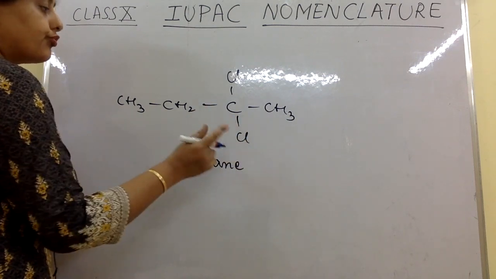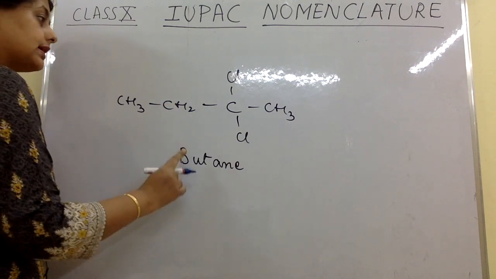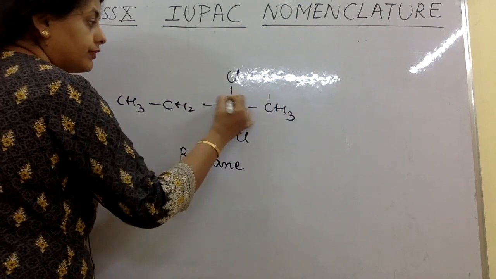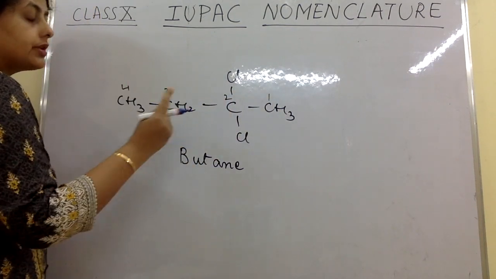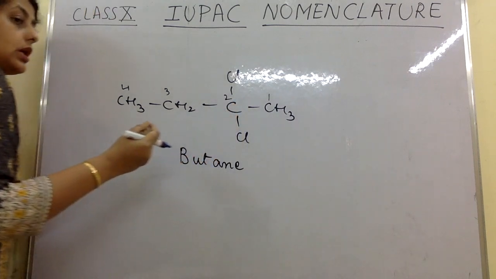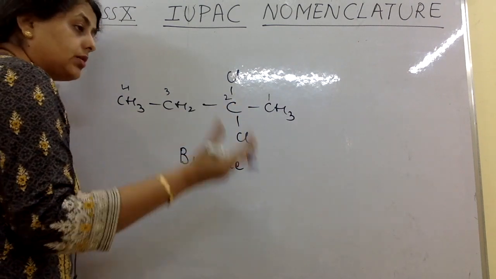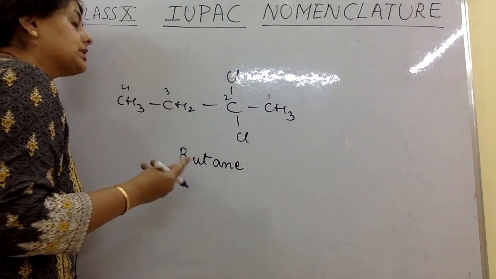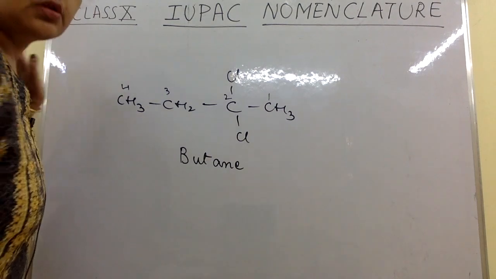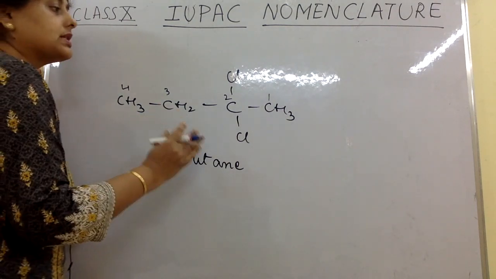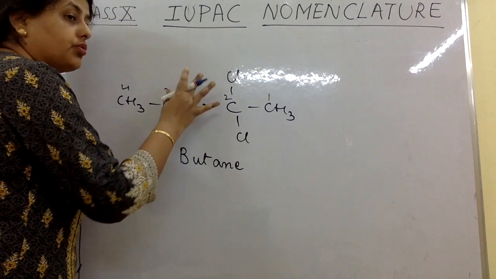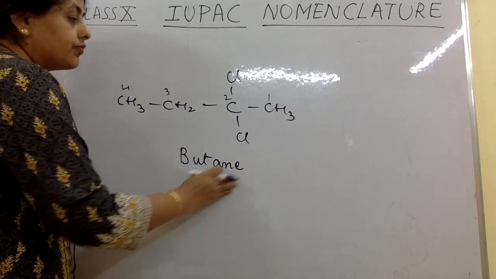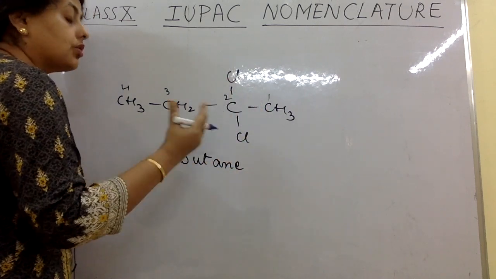Now to which carbon are the substituents linked? To the second, because chlorine is here, so we will number like this. If there are double bonds, we'll number the carbon atoms from the side they have the double bonds, from the side they have the triple bonds, from the side they have the functional groups, or even from the side they have the chlorine or bromine substituents, methyl groups. From that side we start numbering, the side which is closer to the substituents or the functional groups.